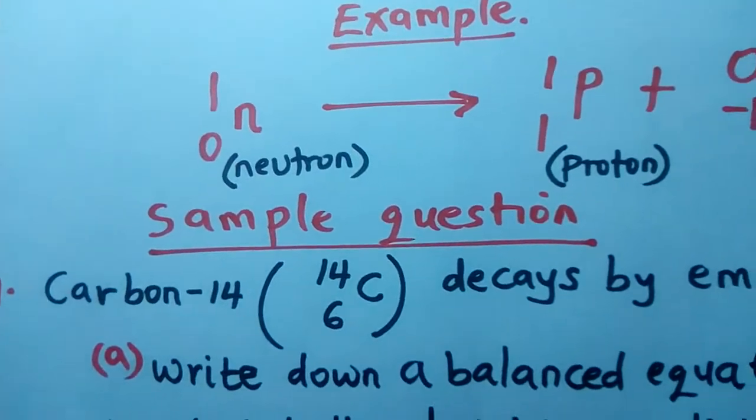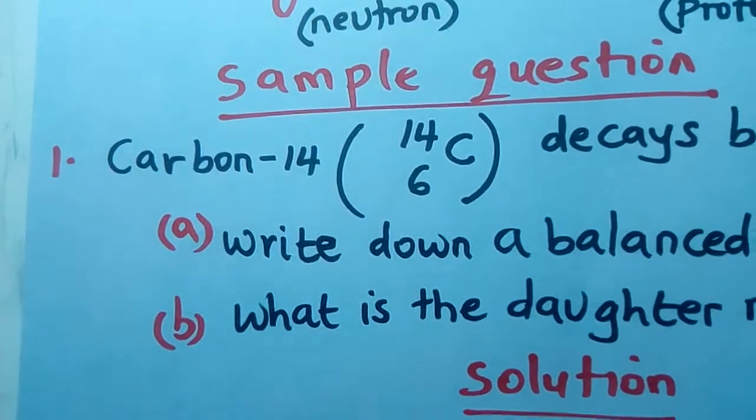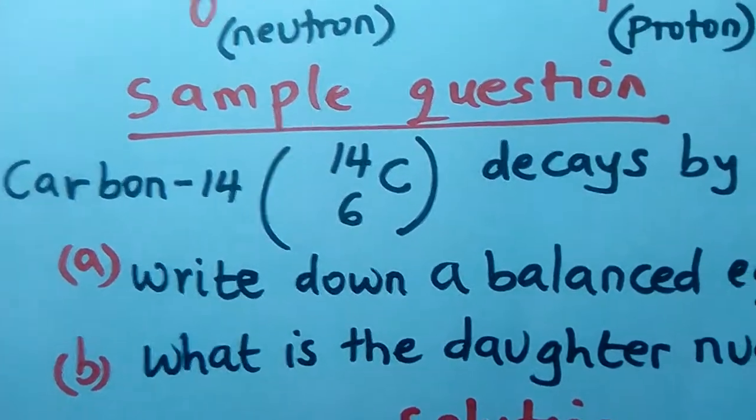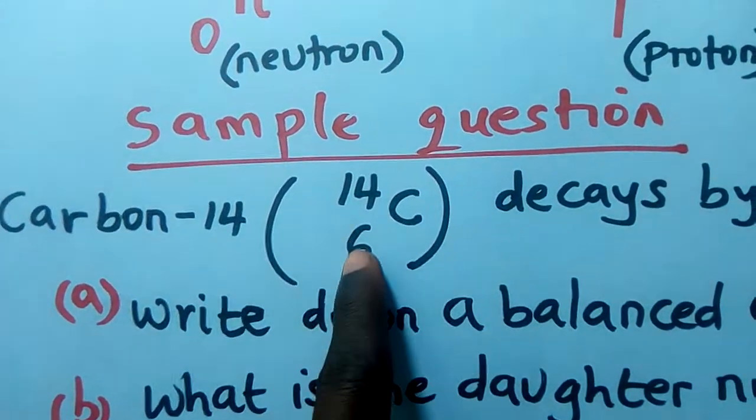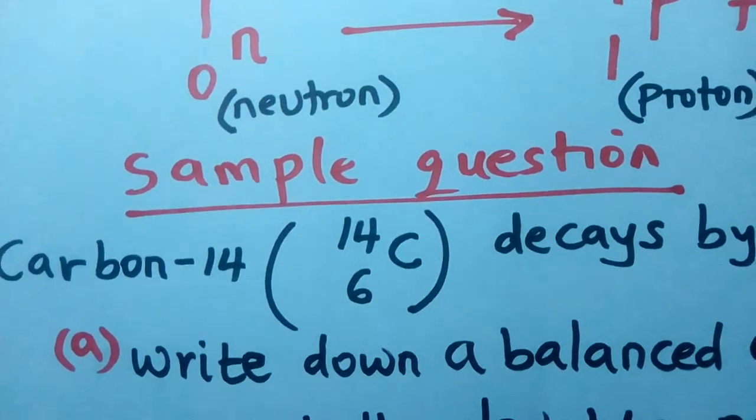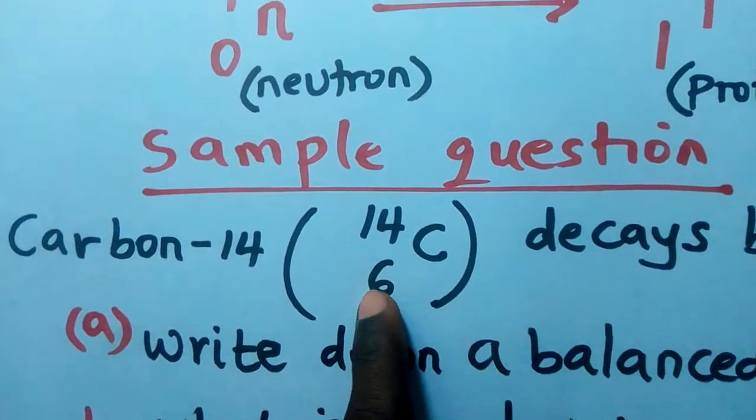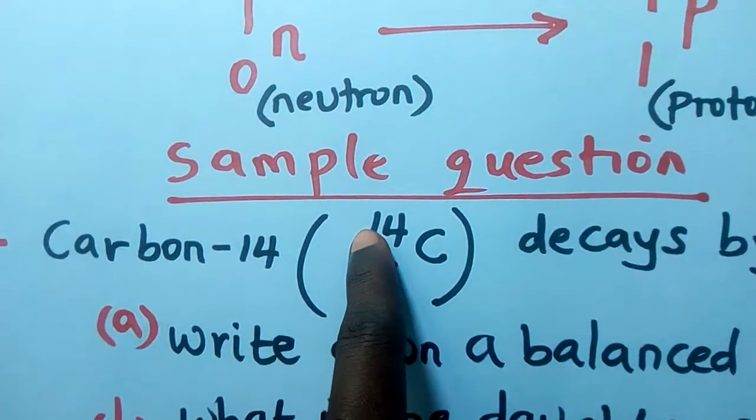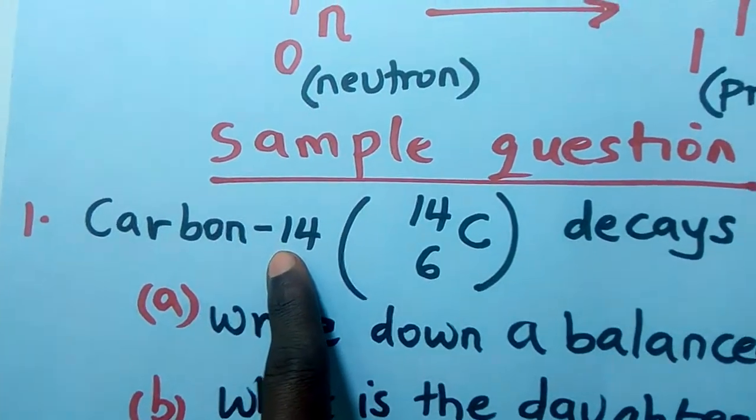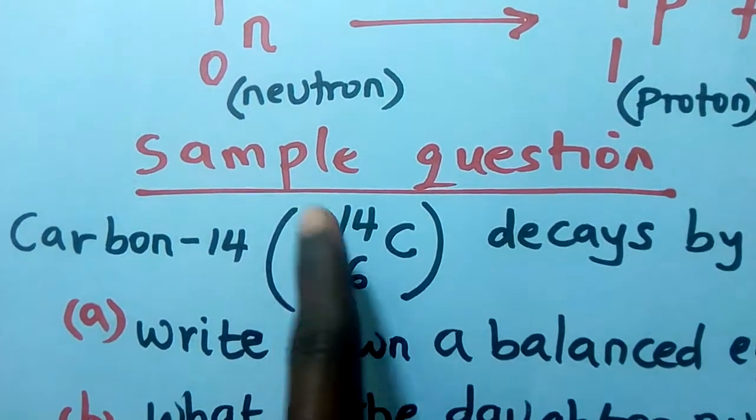Now let's look at a question which can be set. Sample question. It says carbon 14. By the way, carbon has two isotopes, carbon 12 and carbon 14. The atomic number remains 6, but the mass numbers are different. When we say carbon 12 and carbon 14, it means we are separating them by mass numbers. The one which is radioactive is called carbon 14. So carbon 14, you write it like this. C means carbon, atomic number 6, mass number 14. So this is the parent.